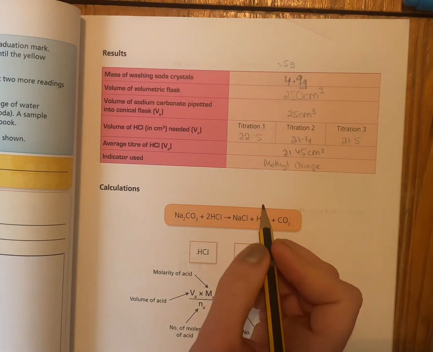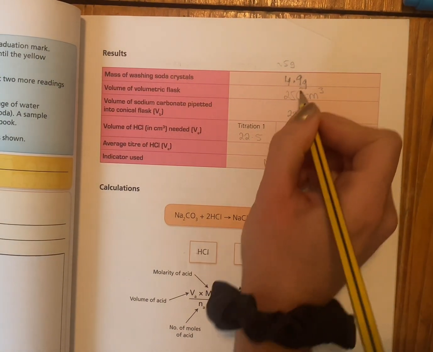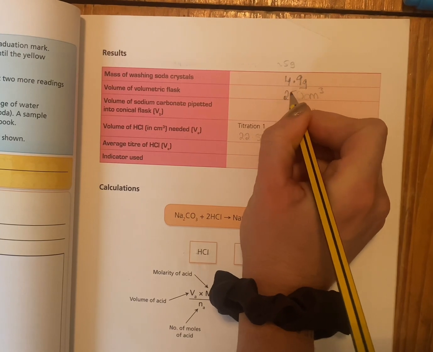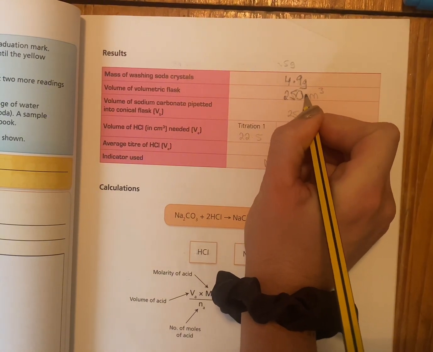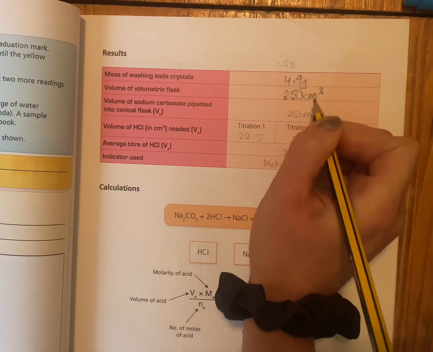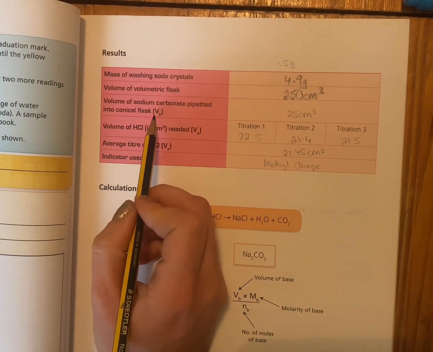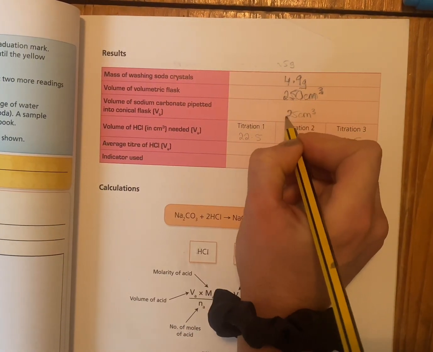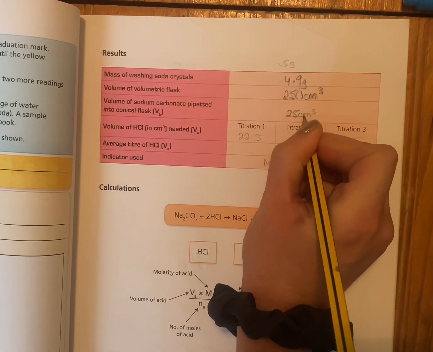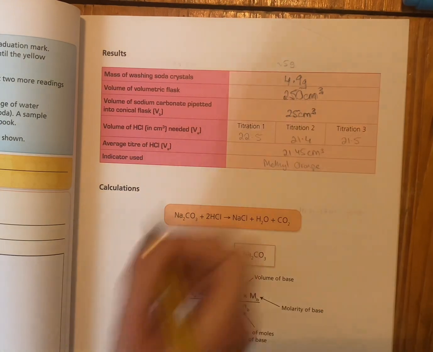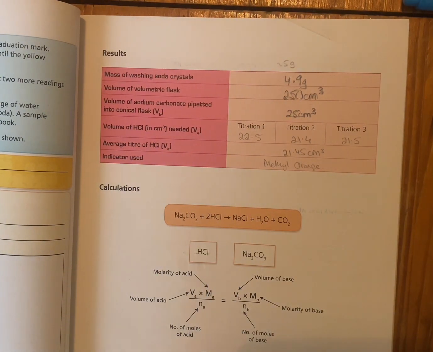And the volume of the volumetric flask that we diluted that into for my students was 250 centimeters cubed. And the volume of sodium carbonate pipetted into each flask, the volume of the base, is the usual figure of 25 centimeters cubed. So, volume of HCl, this has been standardized already by you in a previous experiment, so flick back to find your own molarity that you worked out.